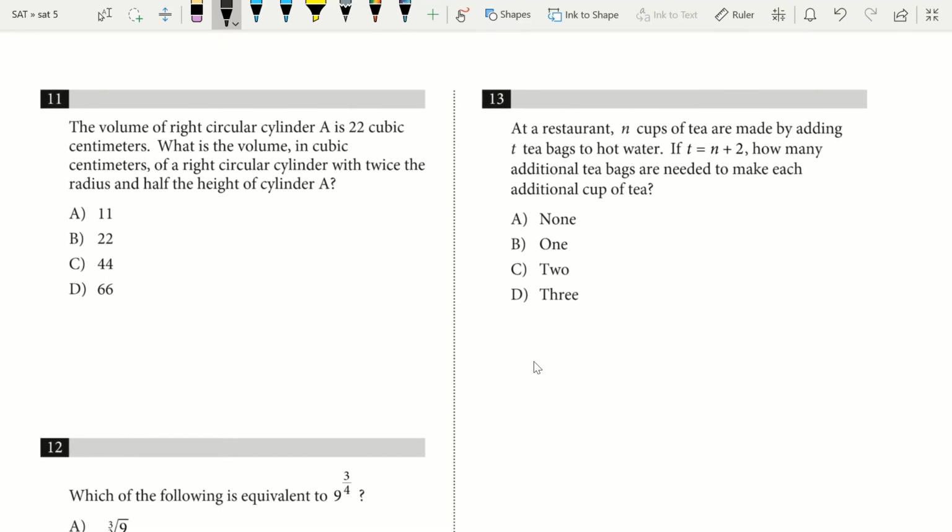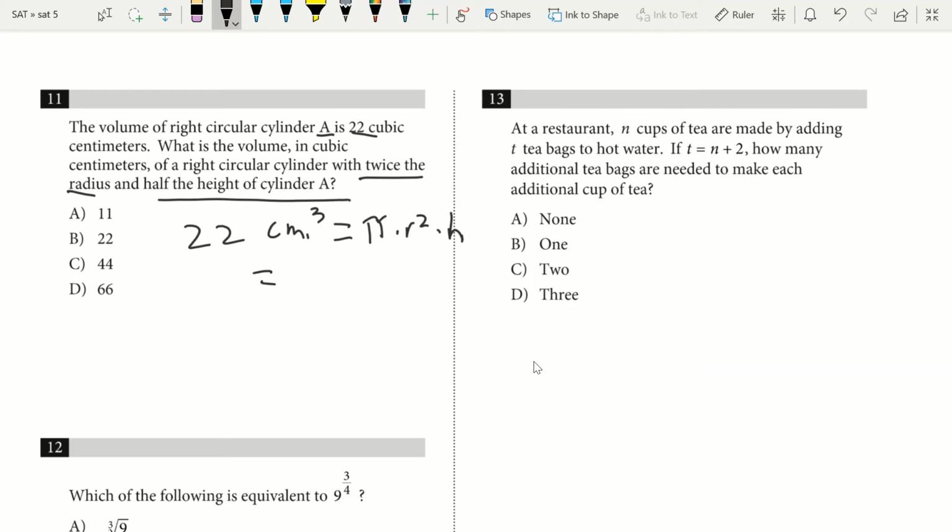The volume of right circular cylinder A is 22 cubic centimeters. What is the volume in cubic centimeters of a right circular cylinder with twice the radius and half the height of cylinder A? Well, we know our 22 cubic centimeter volume of right circular cylinder A is equal to pi times r squared times our height, because that is the equation for volume of a right circular cylinder.